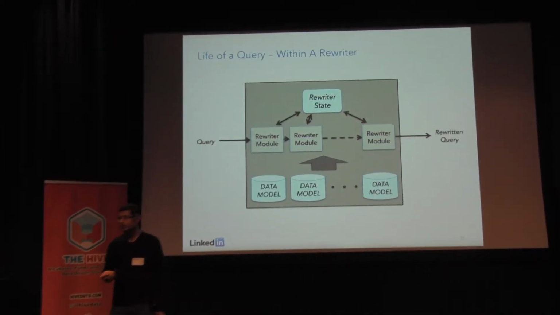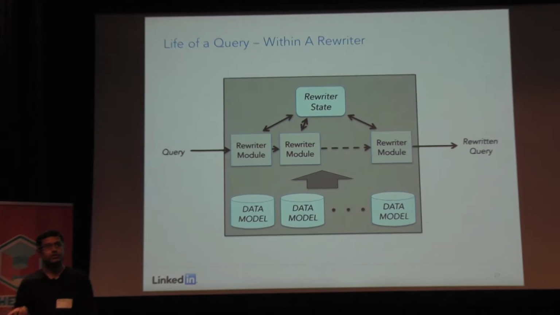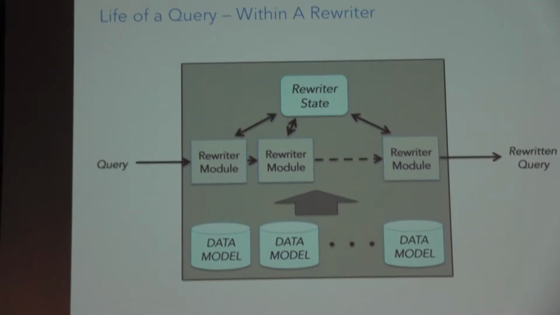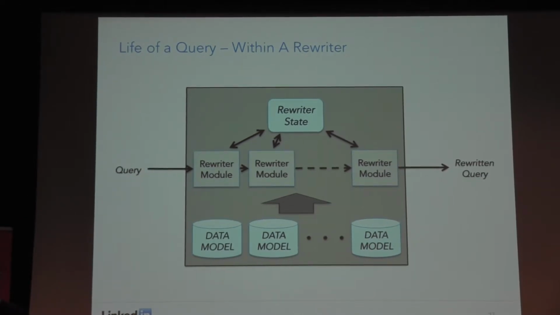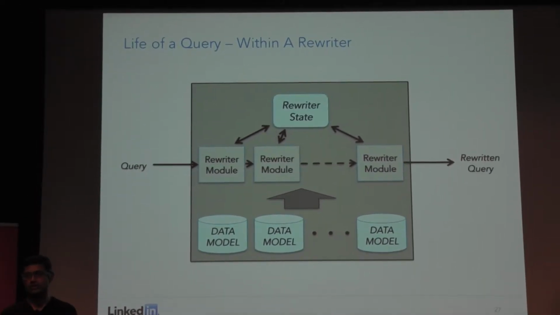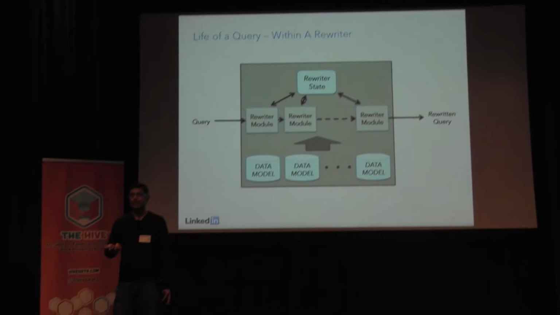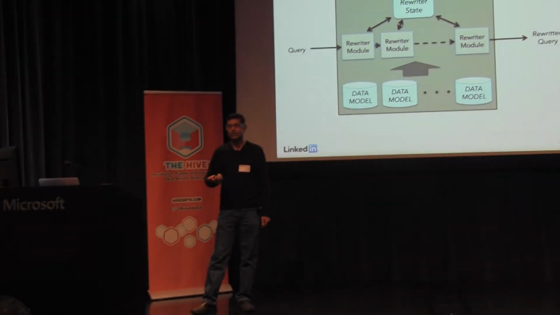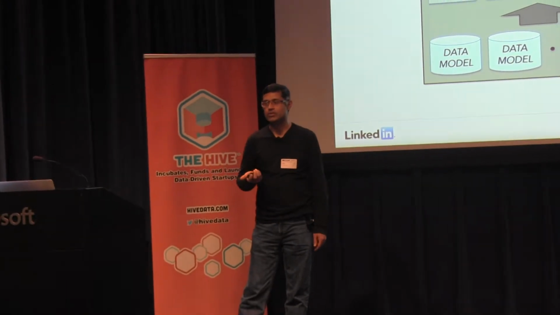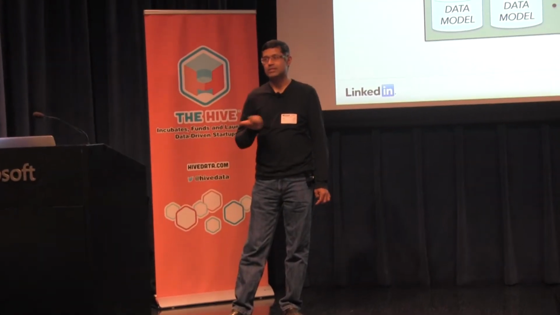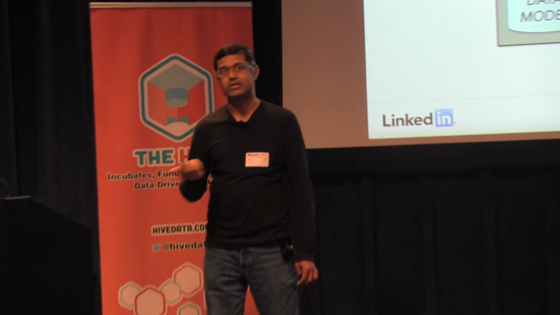In the rewriter, we have a bunch of rewriter modules. Each rewriter module is focused on a specific function, for example, spell correction, query completion, synonyms, personalization, and so on. These rewriter modules make use of data that is generally built offline. They're the data models you see in this picture, and they update a common state. And then at the end of the process, that state gets converted into the rewritten query that gets sent to the shards.